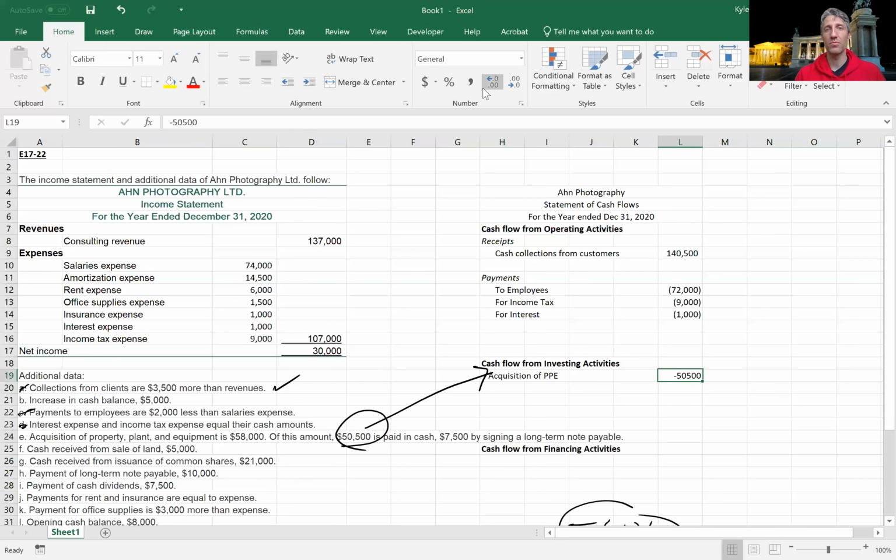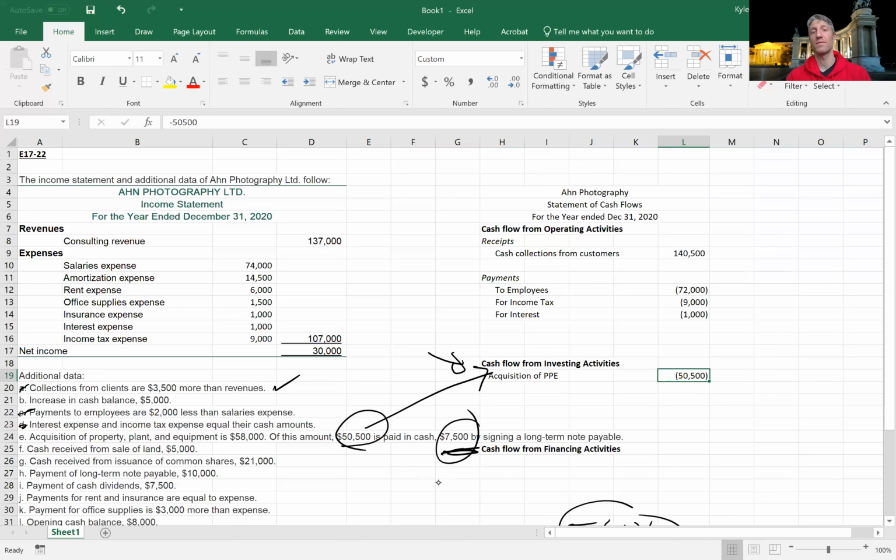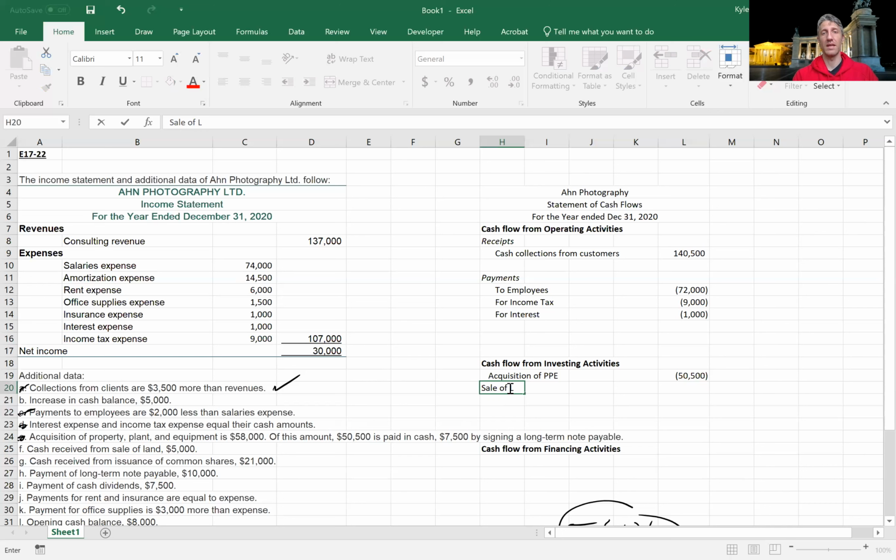Now, what do we do with the $7,500? Of course, they would have a liability for it. It's a long-term note payable, so they would recognize that as a liability on the balance sheet. But we actually here don't fully reflect it as a cash outflow for investing. Instead, what we would do is disclose in the notes to the financial statements that they purchased $7,500 of a long-term asset with a note payable. So it would be disclosed in the notes. We're done with E. Cash received from the sale of land is $5,000. So that's going to be a cash inflow, sale of land.